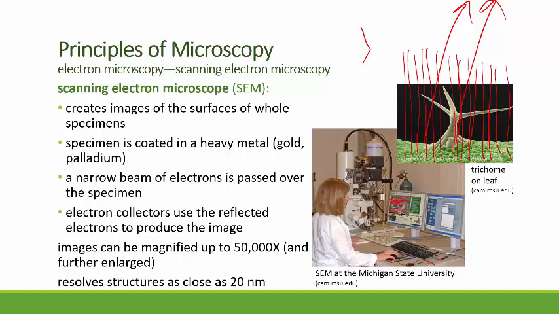And you don't get quite as significant magnification here. Only 50,000 times magnification, and you can then further enlarge it a reasonable amount digitally, and it resolves structures as close as 20 nanometers. If we took 20 nanometers and turned that into micrometers, that's 0.02 micrometers. And again, remember light microscopy is 0.2 micrometers. So you get about 10 times the resolution that we can get from light microscopy.